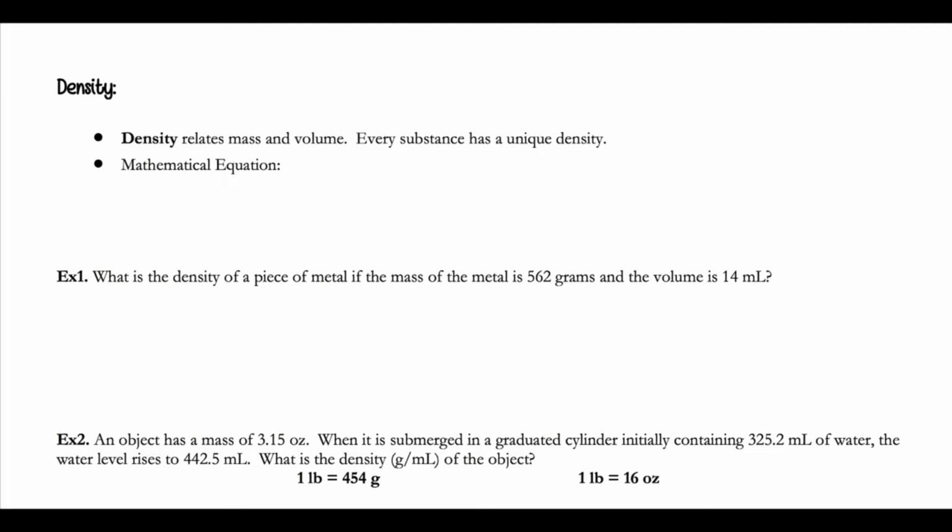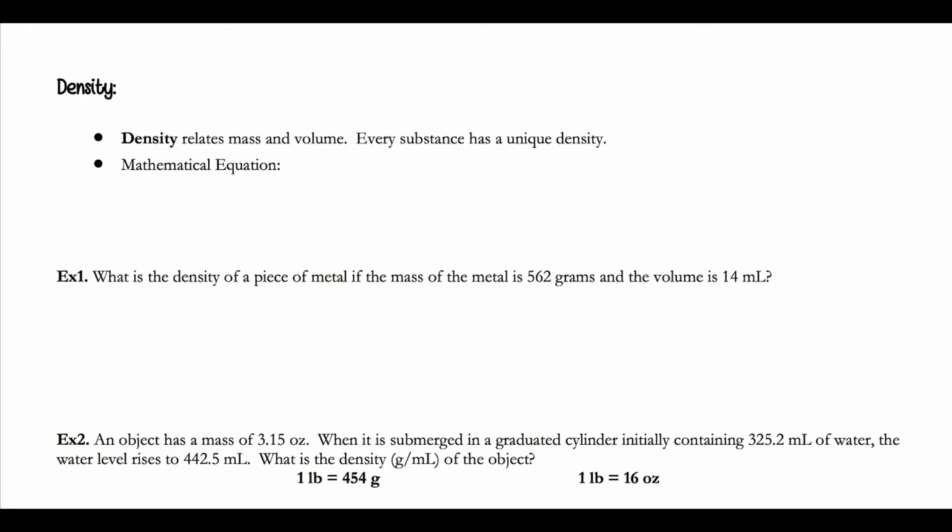And the reason why density is so useful is it actually enables us to identify substances, because every substance that exists on Earth has a unique density. So the density of gold is different from the density of silver, which is different from the density of iron. So it actually allows us to identify substances if we can first determine their densities.